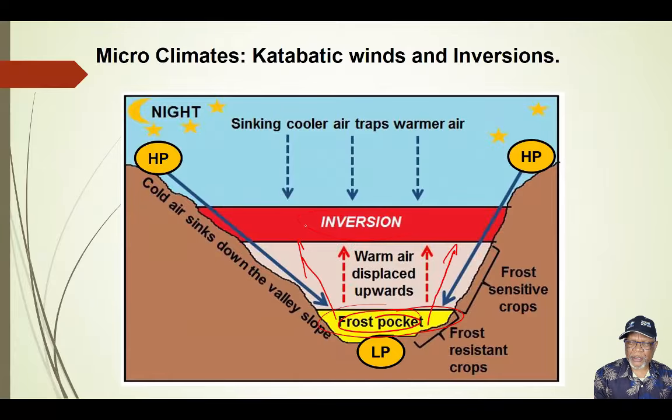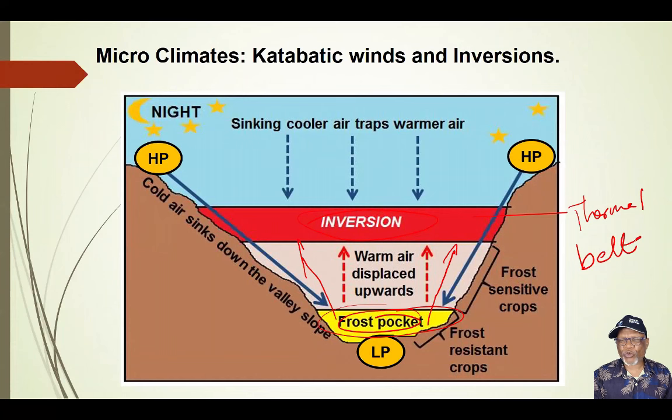And here in this valley, what are we going to get? We're going to have what we call a thermal belt there in the valley, and it shows temperature inversion. This layer here, we're going to call the thermal belt. But what is it indicating? It is indicating the increase of temperature with an increase in height, which is called temperature inversion.